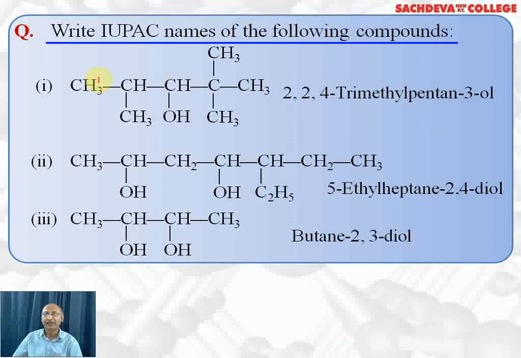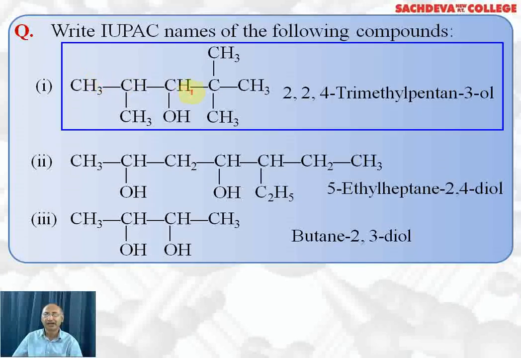Write the IUPAC name of the following compounds. Here the functional group is at the third position, so counting will start from this side. 1, 2, 3, 4, 5. At the second carbon we have a methyl group, and at the fourth carbon we have a methyl group: 2,2,4-trimethylpentan-3-ol. The OH group is attached at the third carbon, so we call it pentan-3-ol.